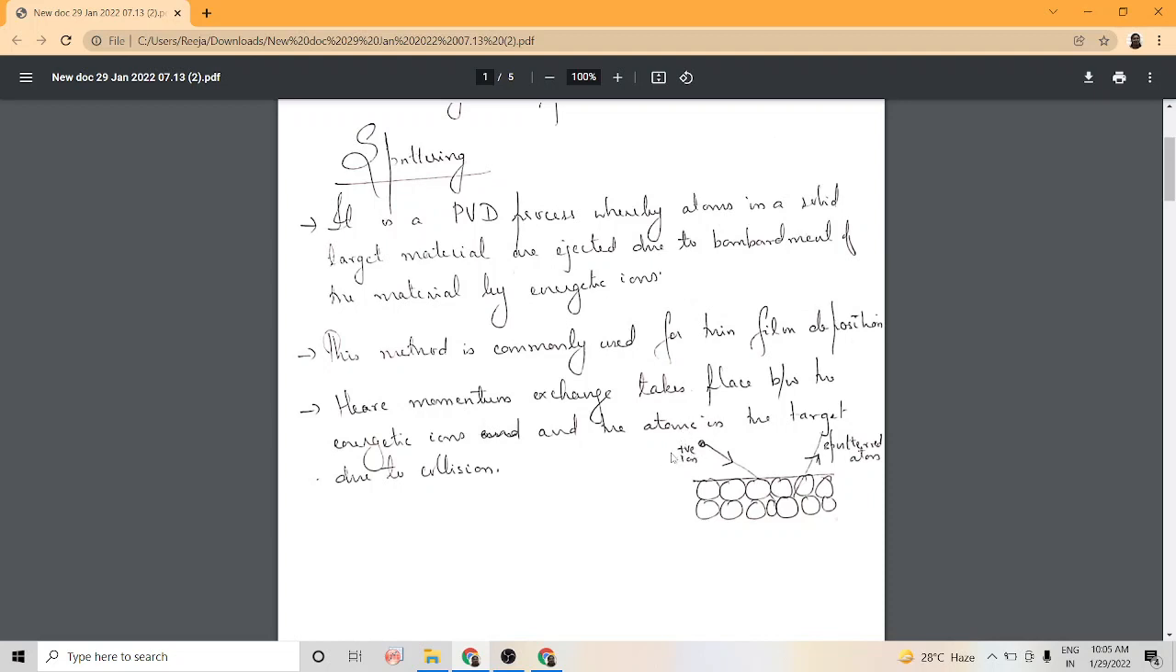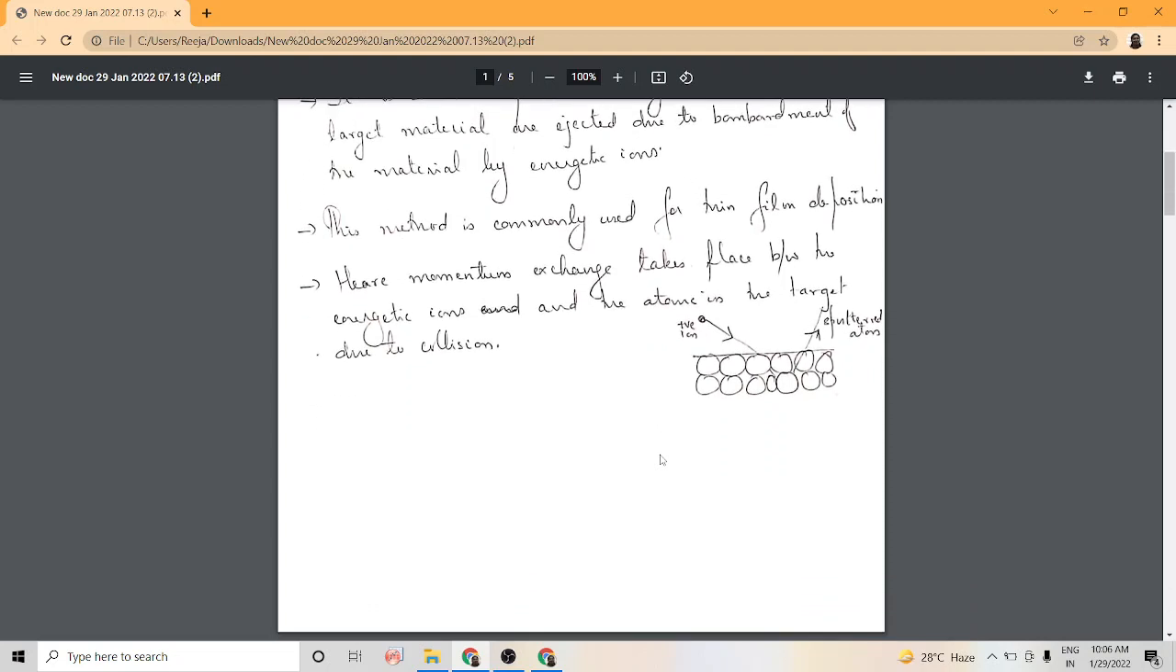Now how can you create the positive ions? The simplest and most common method for creating the positive ion is by means of a glow discharge. Now what is a glow discharge? A glow discharge unit comprises a glass tube filled with whatever gas we are taking. That is, if it's argon, the discharge tube will be filled with argon, and there will be two electrodes inside this discharge tube.